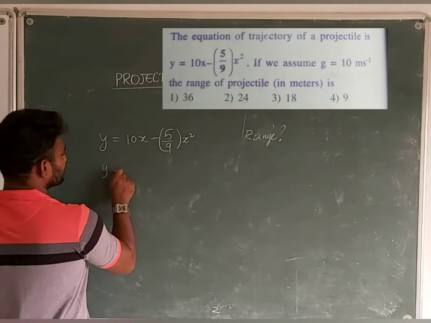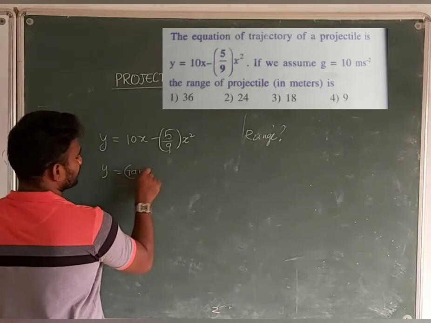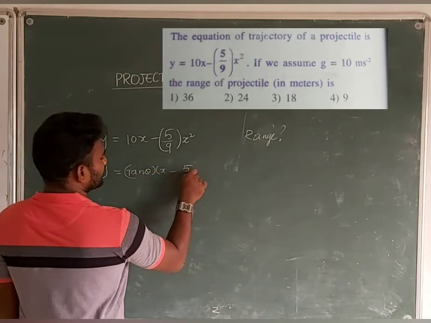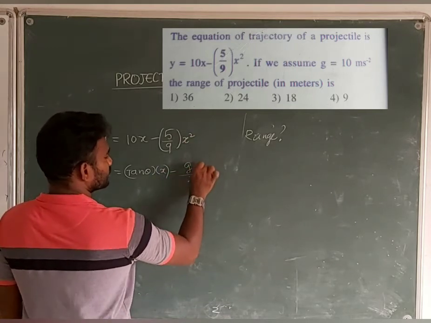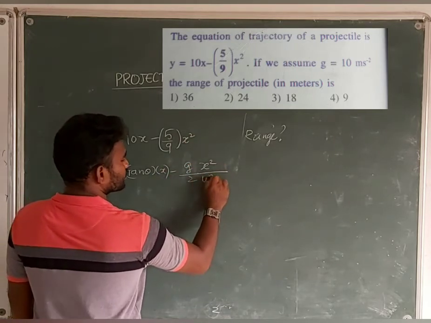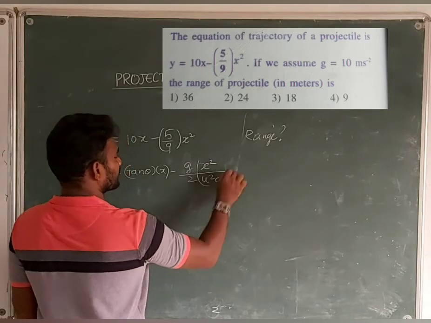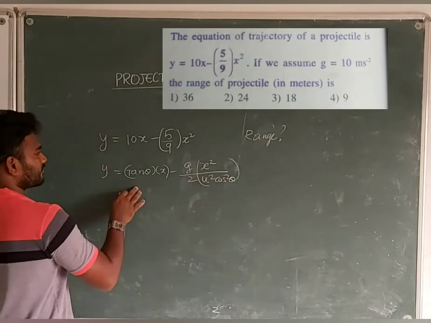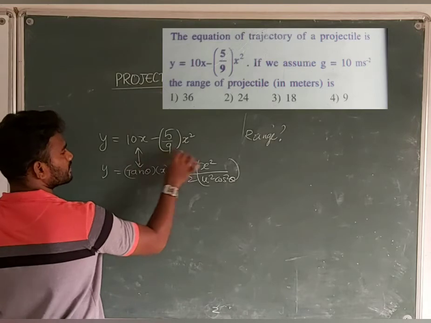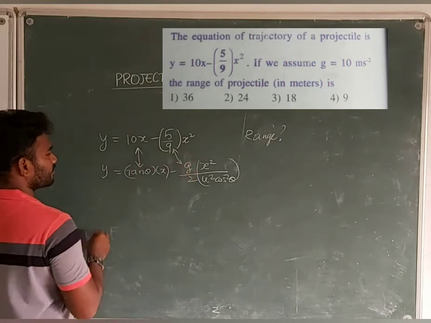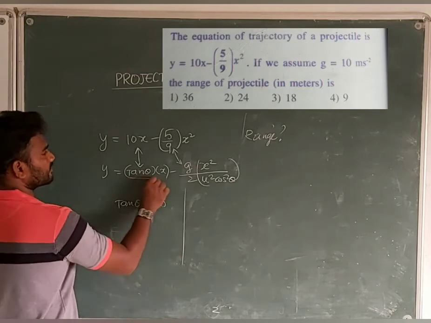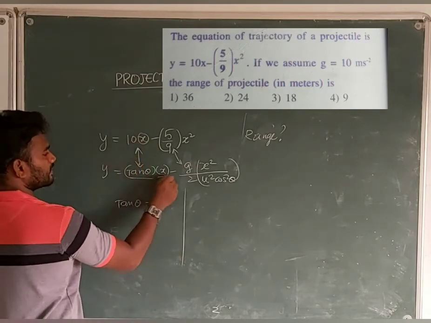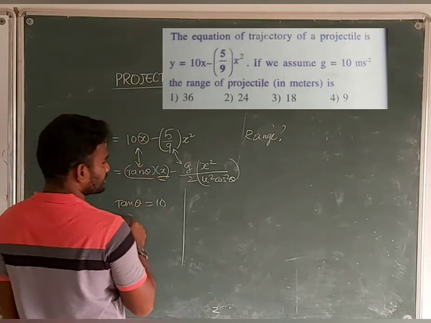What is that? y equals tan theta into x minus g by 2 x square by u square cos square theta. This is the formula. Remember, students, this is the formula. You compare these two equations. So comparing the coefficients, what will you get? Tan theta is equal to 10. This is the first term, the x term. The x term is 10 here and tan theta there, so tan theta is equal to 10.